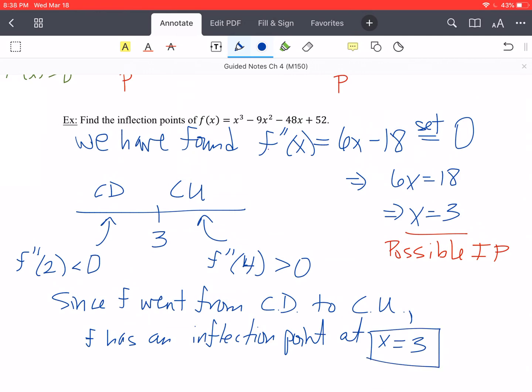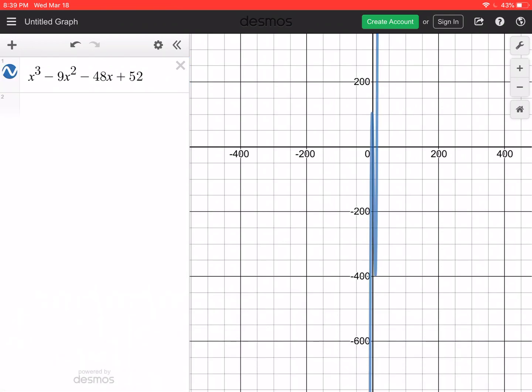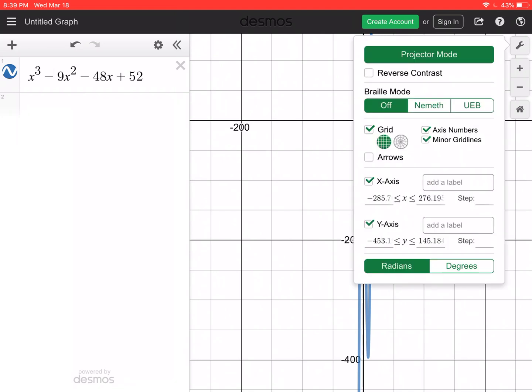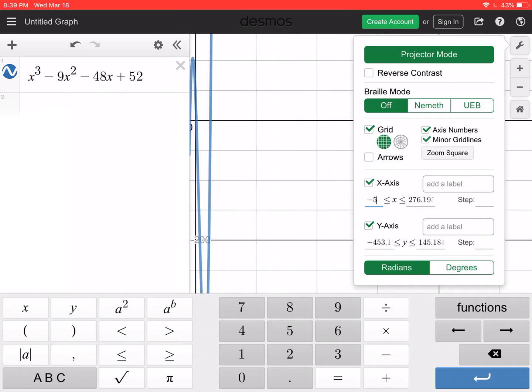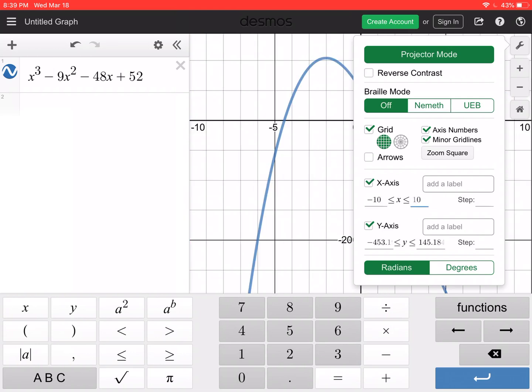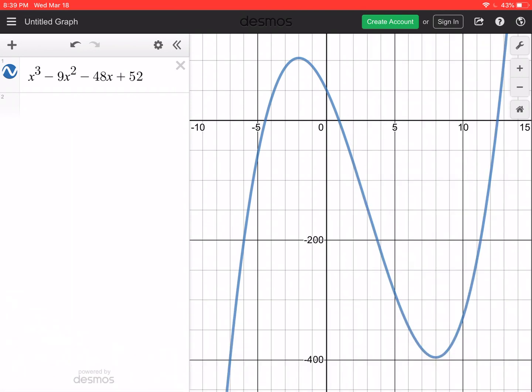Okay. And if we go back and look at the graph on Desmos, you can see right here. So let's get the original graph back on here. That's x cubed minus 9x squared minus 48x plus 52. All right, so again, our very compact graph. Let me just modify our scale here a little bit. X-axis, go from negative 10 to 10, 15, that's better. There we go. Now we can see this a little better because the scale is shifted.